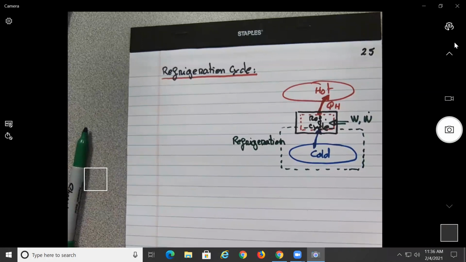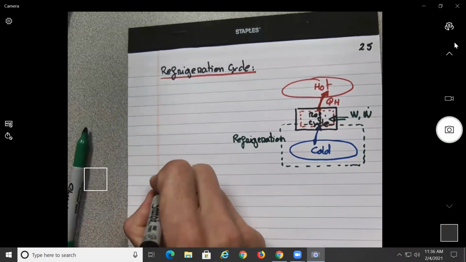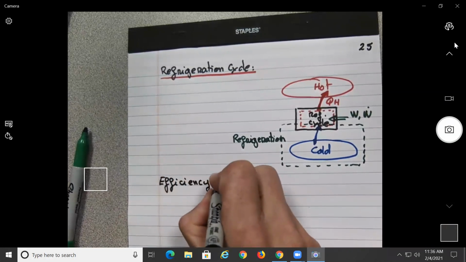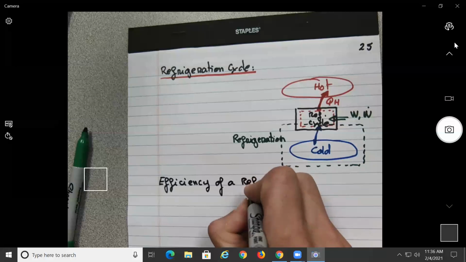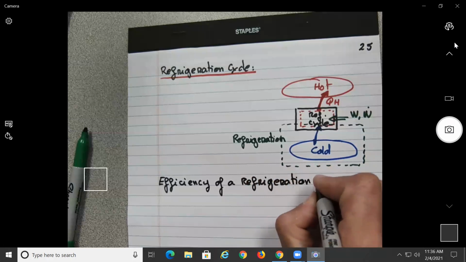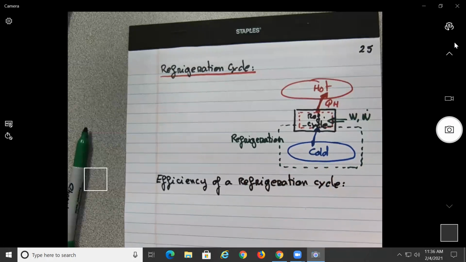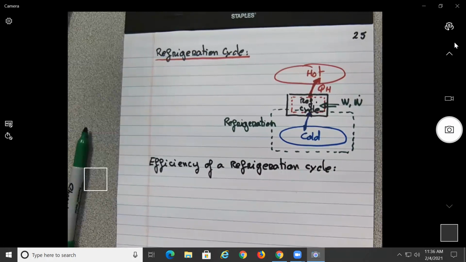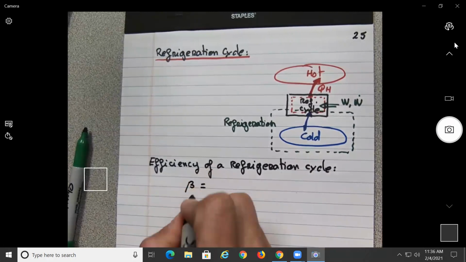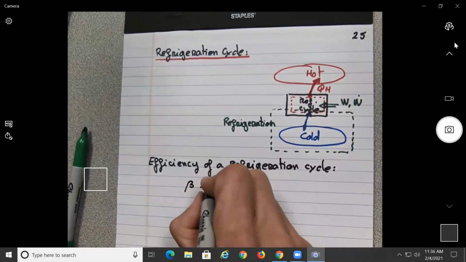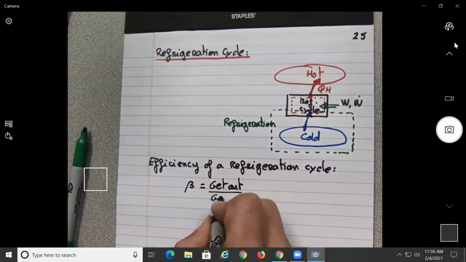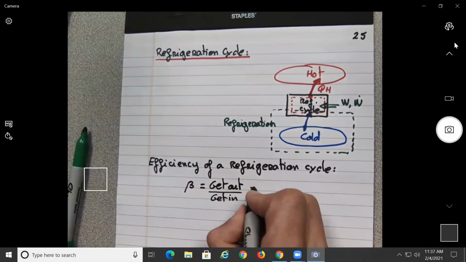So in that case, we need to do again the efficiency. So the efficiency of a refrigeration cycle, this time they use the Greek letter beta. And again, it is whatever you get out, divided by whatever you have to put in, or let's say, get into the system.